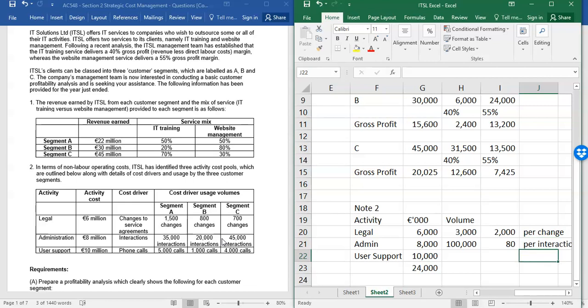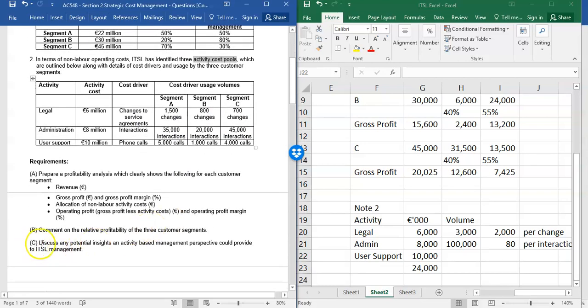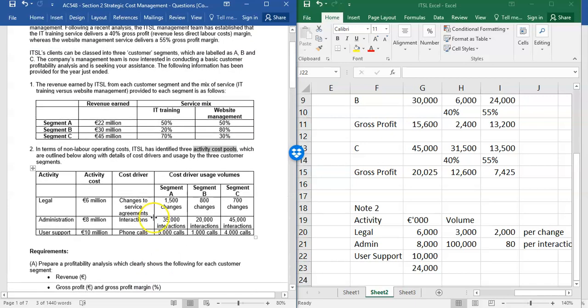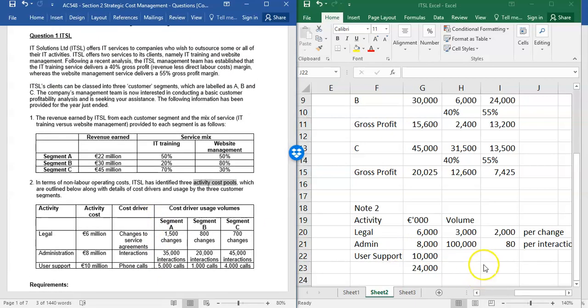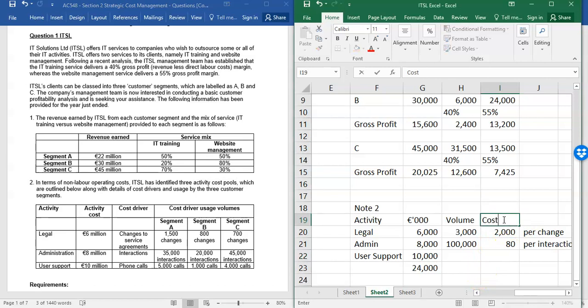So these are useful because remember, if you just skipped and did the proportion here, you wouldn't have got the information needed for part C: discuss any insight for activity-based management. So try, particularly for the earlier on questions, to do it out as a cost per driver. This is what we call cost per driver, because that can be very useful for decision making and projecting cost in the future.